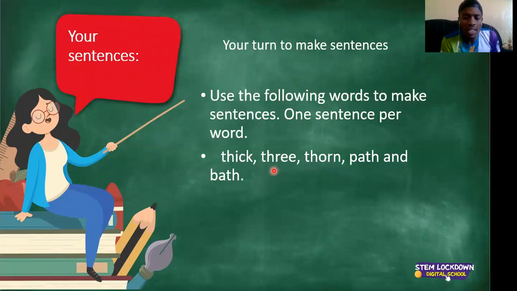You have 3 minutes to write one sentence with each word. Then we go into 20 past. So for you guys to write one sentence with each word, you must write a sentence using thick, three, thorn, path, and bath.